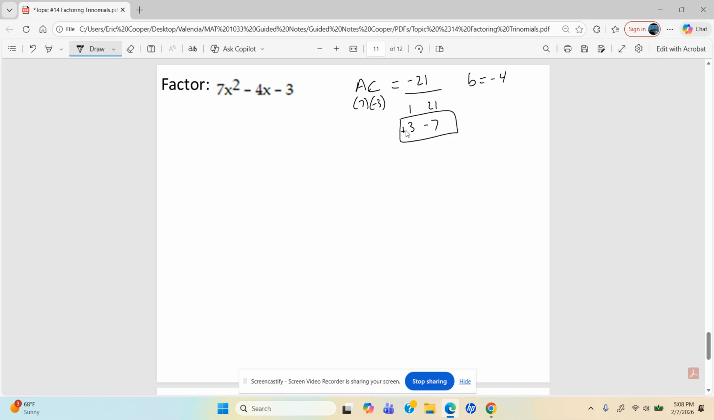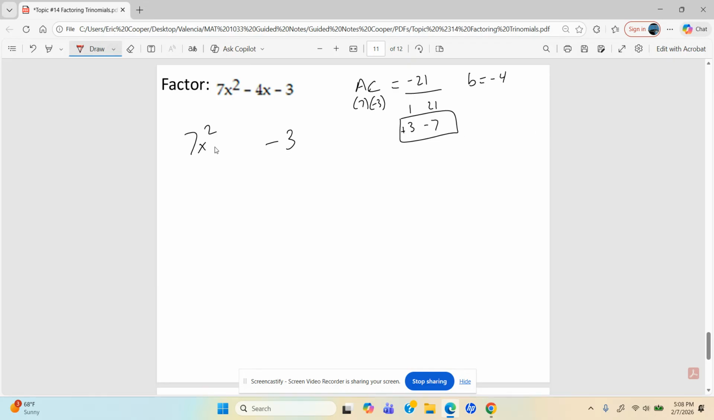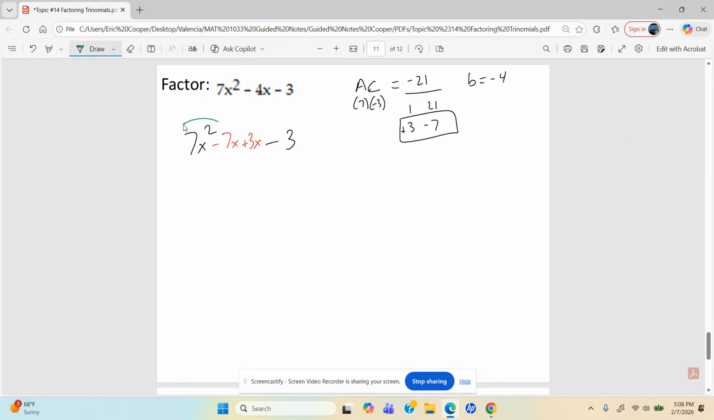Now in this case, I'm actually going to switch the terms when I write it. So I'll put the 7x squared here and the minus 3 here. But this time, I'm going to deliberately put the negative 7 that I found here first. And my reasoning behind that is because that'll make this GCF easier when I go to do it. 7x squared and negative 7x. They both have a 7 and they both have 1x.